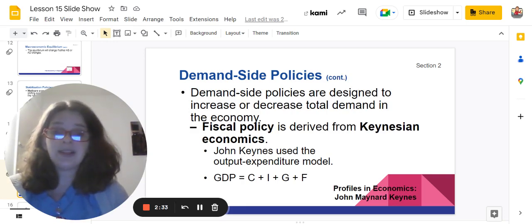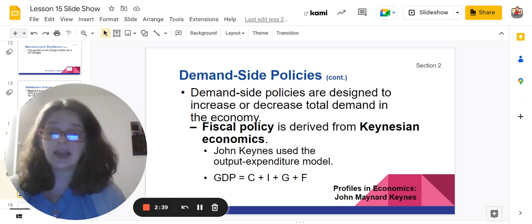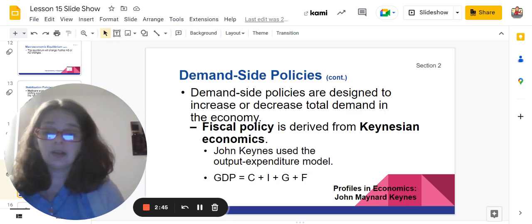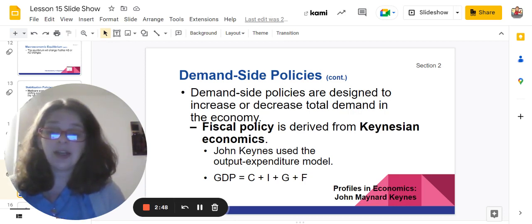Its fiscal policy is derived from Keynesian economics. Keynesian economics is an approach of fiscal policy designed to lower unemployment by stimulating aggregate demand. The Keynesian framework is the aggregate output expenditure model. That looks like this: GDP equals C plus I plus G plus F. F is equal to X minus M. All of these just stand for different areas of our economic sectors.